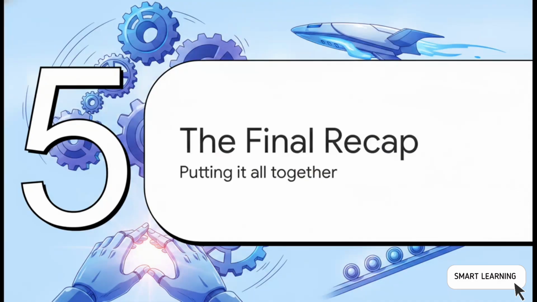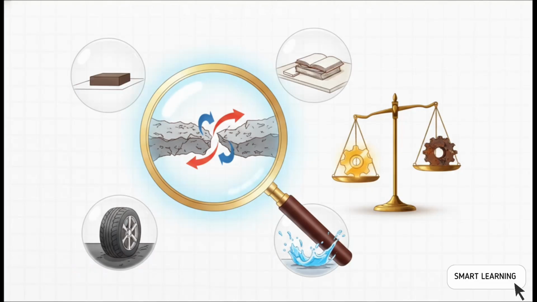All right, bringing us to Section 5, the final recap, putting it all together. To wrap up what we've thoroughly covered today, friction really is the ultimate regulator of motion in our universe. It inherently opposes movement, acting directly between surfaces that are in contact. Whether it's securely locking an object in place as static friction or resisting your forward momentum through sliding, rolling, or fluid states, it's this constant, unavoidable balancing act.